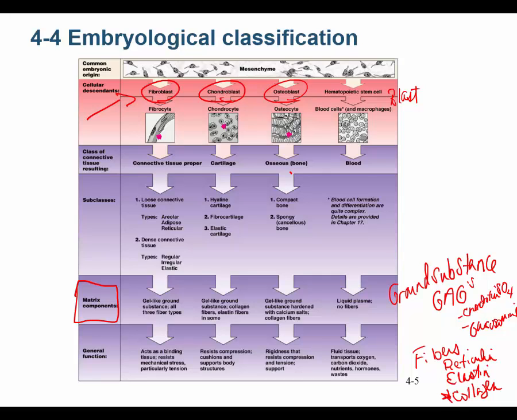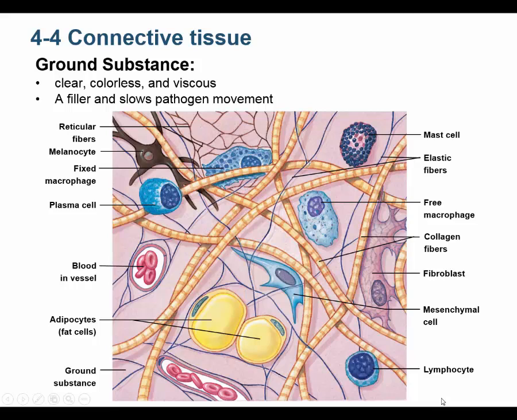So really that's the only difference between all these connective tissues. Well, there's 2 differences: the cells that make it up, and the ratios of fibers to ground substance in the matrix. That's the difference. Okay, so let's start looking at each one of these individually.